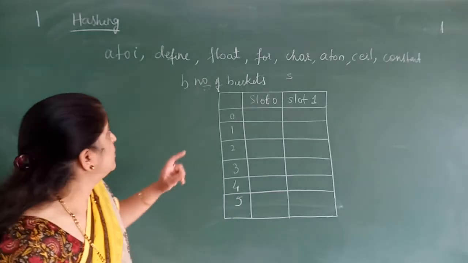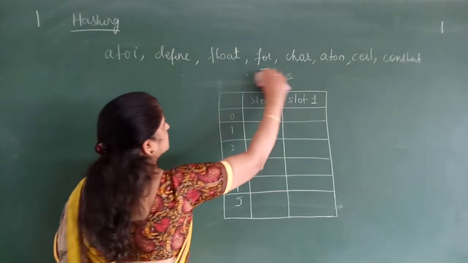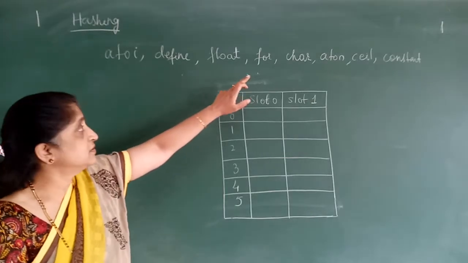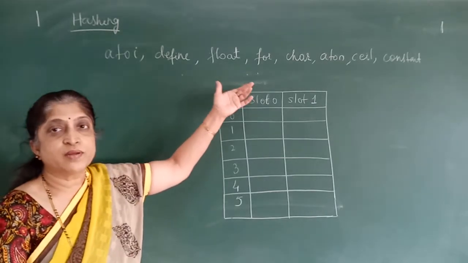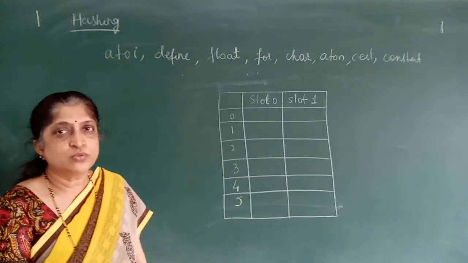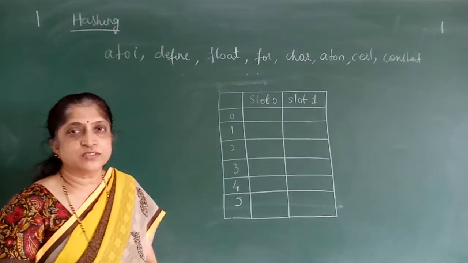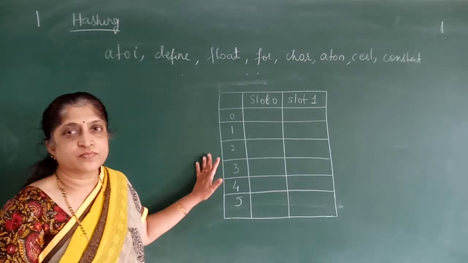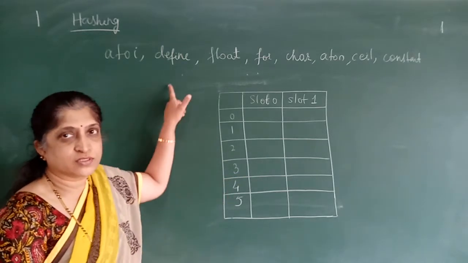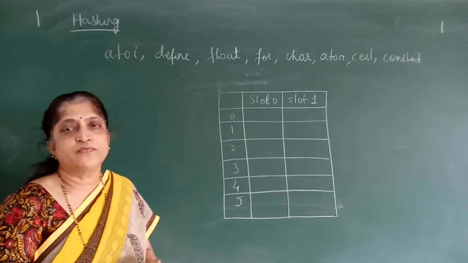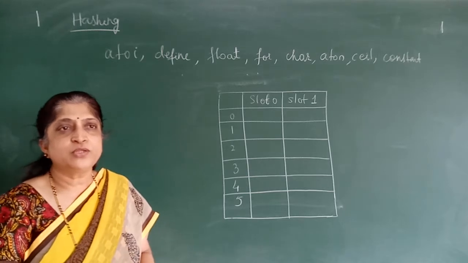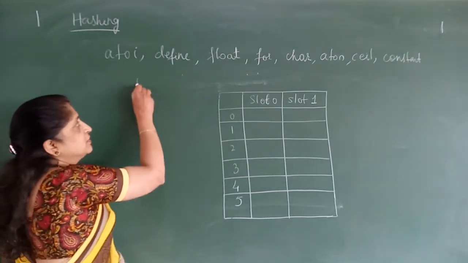Here I have an example of the keywords from the C language. I want to store these keywords in this hash table. For that, I have to find a key for this. These are all the values. I have to find a key for that. How do I find a key? For that, we need to have a hash function.